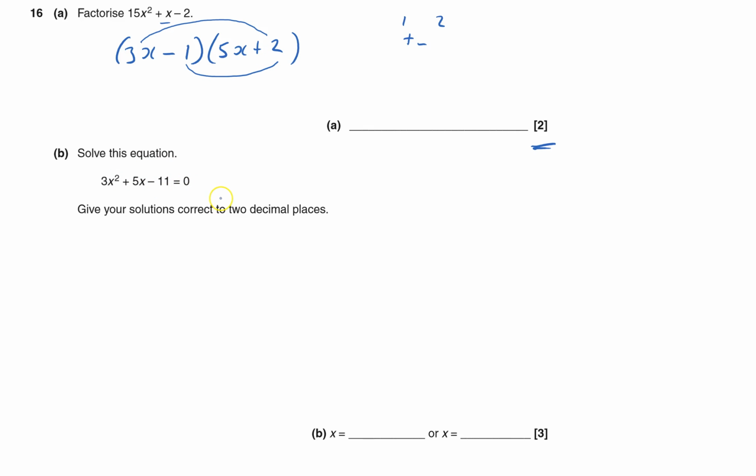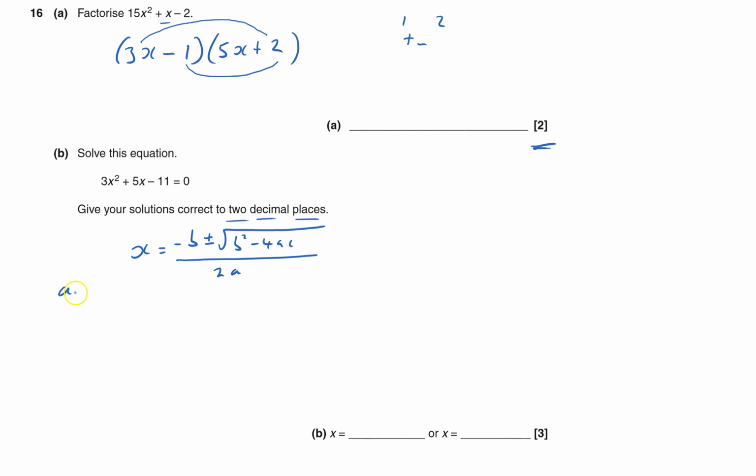Now I've got to solve this equation. Give your solutions correct to 2 decimal places. Well, that's such a big clue. That says it's going to be the formula, so I might as well write it down. If you can't remember it, it's in the formula sheet at the front. So minus b plus or minus the square root of b squared minus 4ac all over 2a.